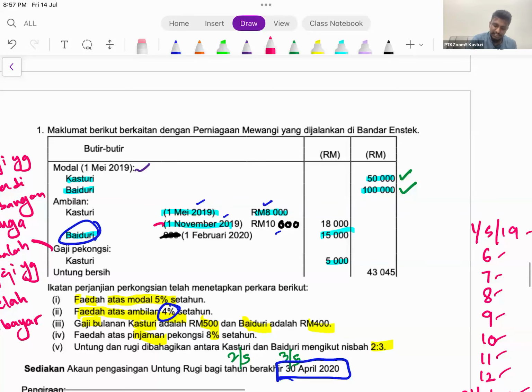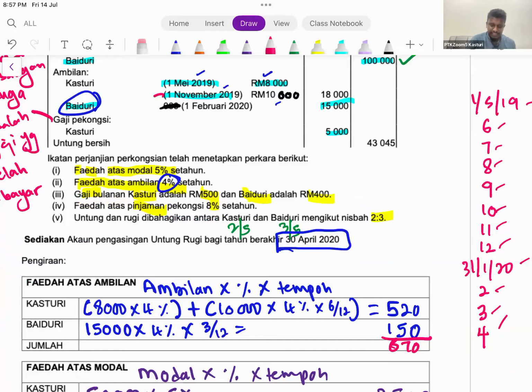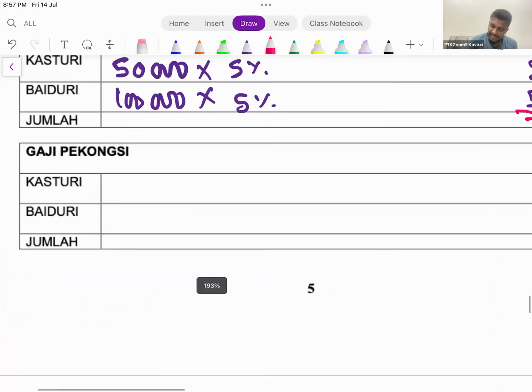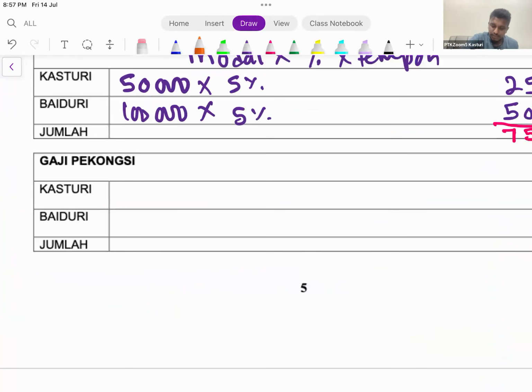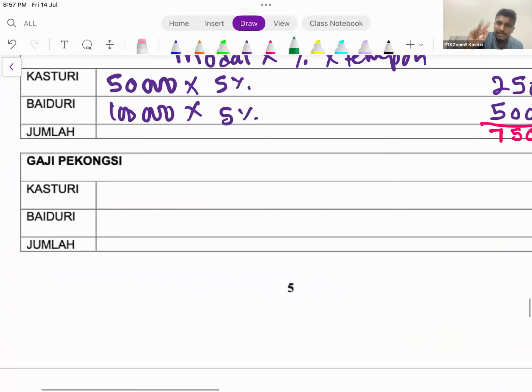We need to calculate the gaji. Gaji is special, always do this. For gaji, you must always do this. You need to calculate two things for each person. First, you need to calculate gaji tahunan. How much gaji for 1 year?